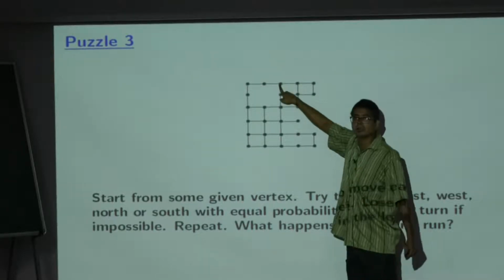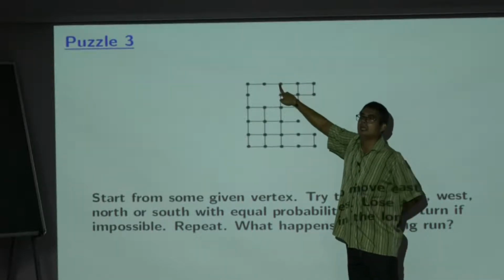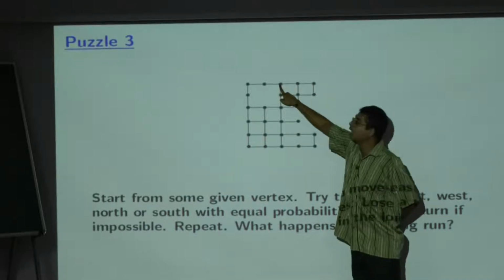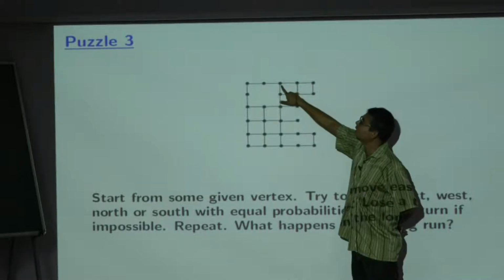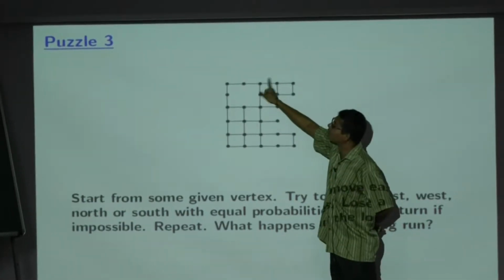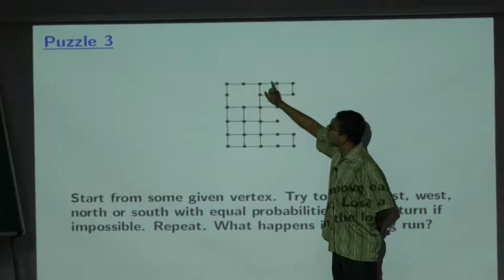Oops, I cannot move north. In which case, I remain there for that next minute. After that minute is over, I again generate one of the 4 directions. Suppose I again pick north. Okay, I'm stuck there for the second minute. I again generate.